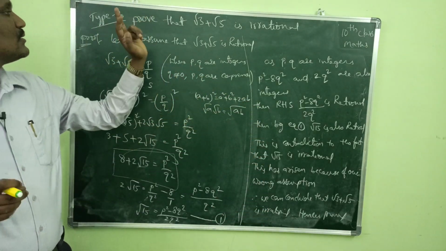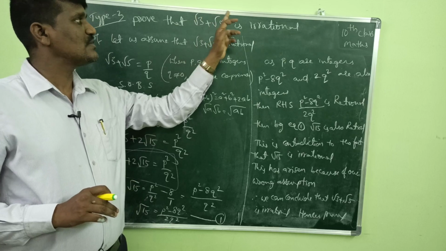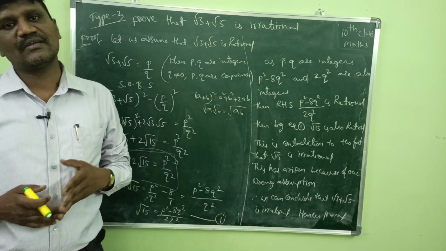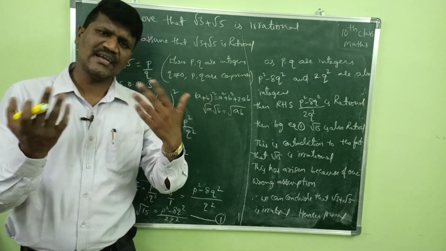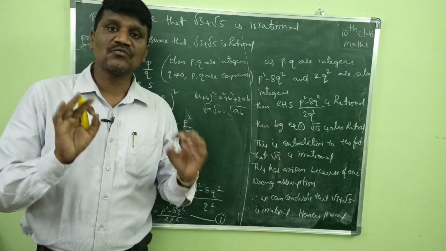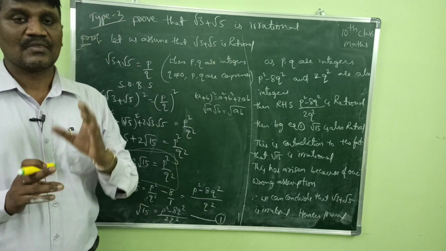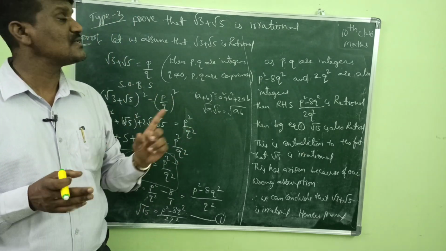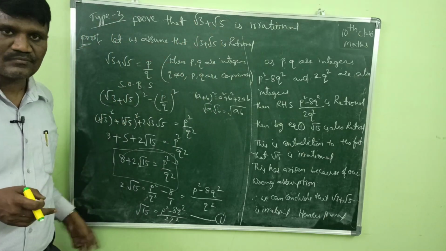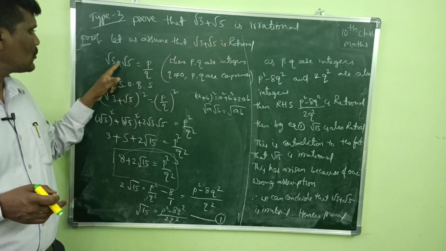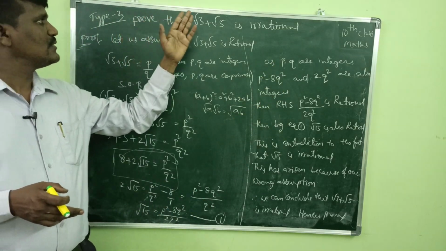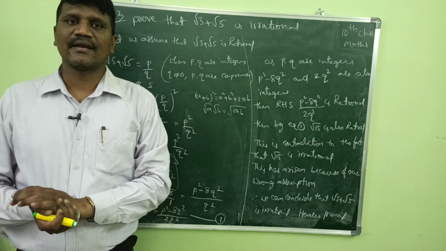So this is the most important problem. Root 3 plus root 5 is irrational. Instead of root 3 plus root 5, it may be root 2 plus root 3, root 7 plus root 11, root 5 plus root 7, like that. Whatever number is given, only the numbers will change, but the process, steps and wording, everything should be the same. The only difference is that the numbers depend on the question. If the question is root 2 plus root 7, you write root 2 plus root 7. Remaining everything will be same. So this is about proving root 3 plus root 5 is an irrational number.